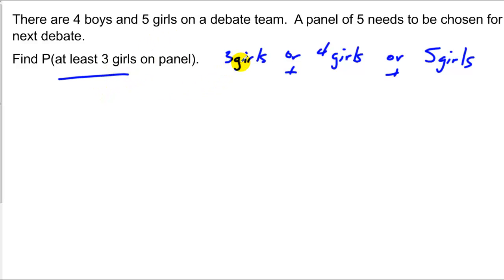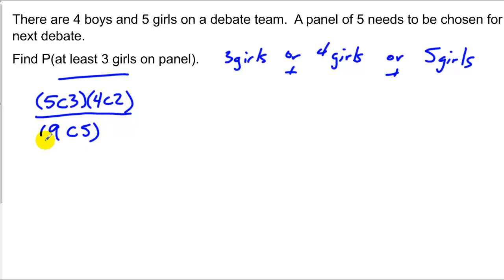We've got to ensure that we have 3 girls, so we must pick from the group of 5 girls to get our 3 girls. So that's 5 choose 3. But then we've got to include boys in this, so we include those 2 boys by taking from the boys group 2 boys. That's all over, we got 9 kids, and we're choosing 5. So we've just done our 3 girls.